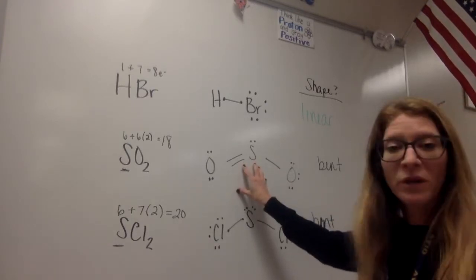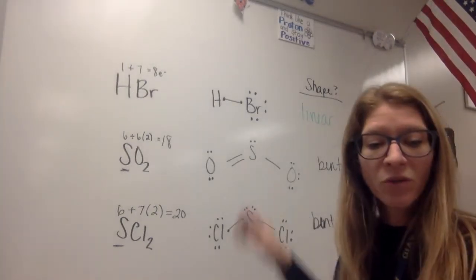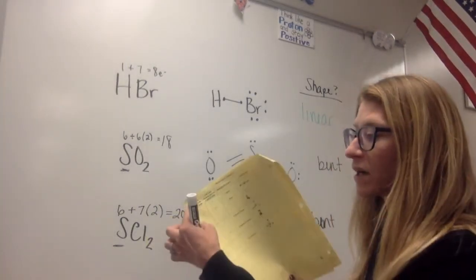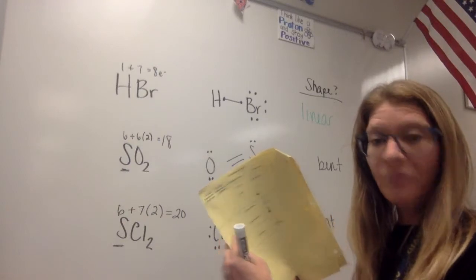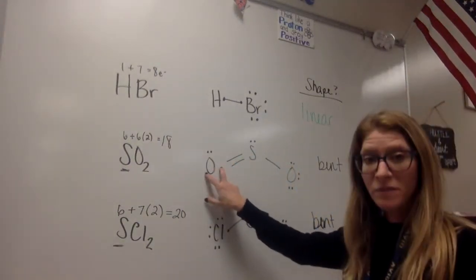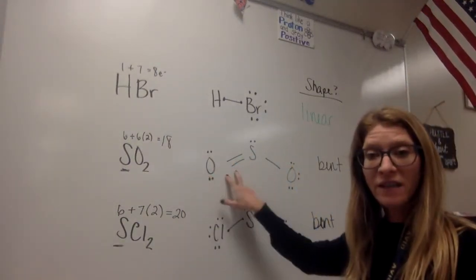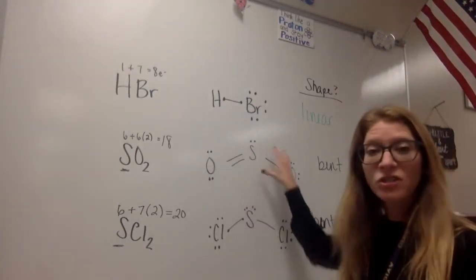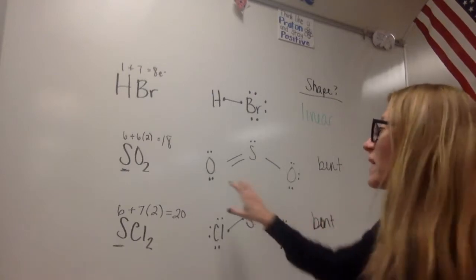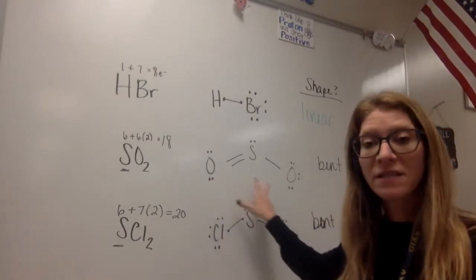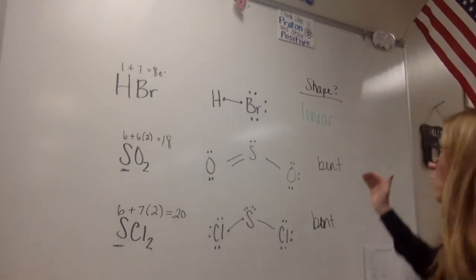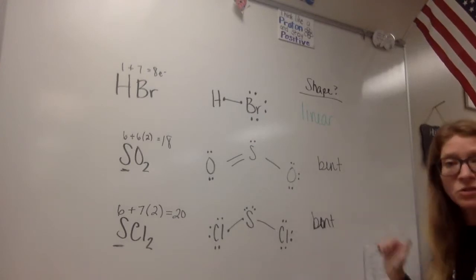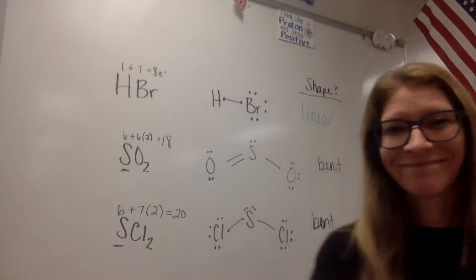One thing that I wanted to point out with this example is when you are looking at the number of atoms bonded to the central atom, you're talking about the number of atoms, not the fact that one has a double bond and one has a single bond. That actually does not determine the shape. It's the number of atoms that are bonded to the central atom. So that's why SO2 and SCl2 would have the same shape.